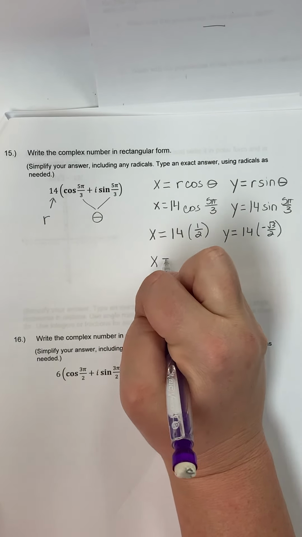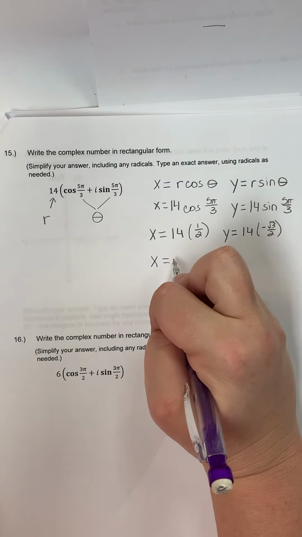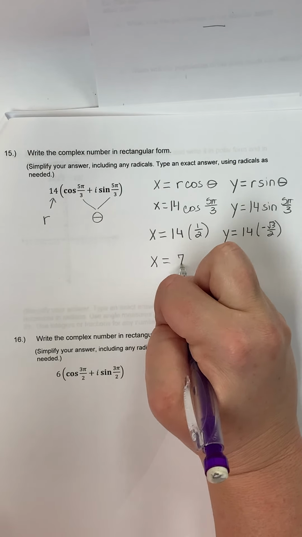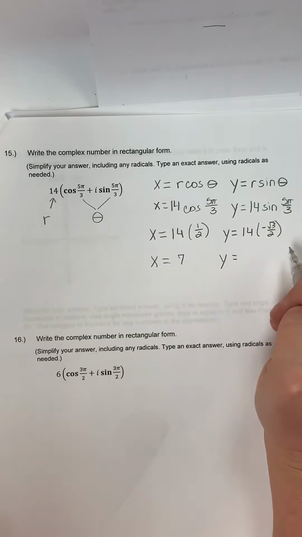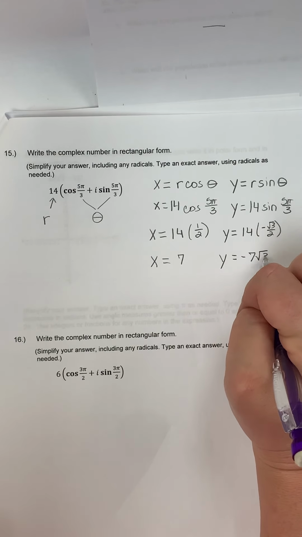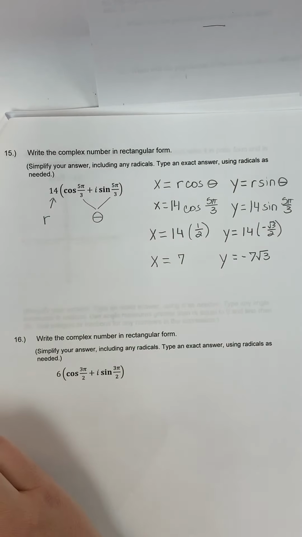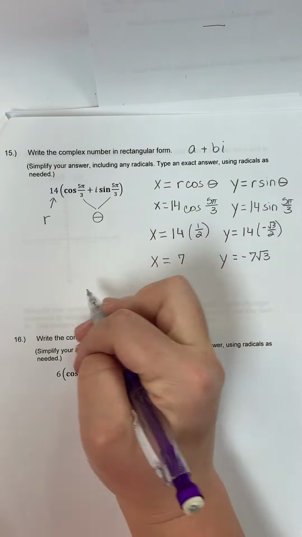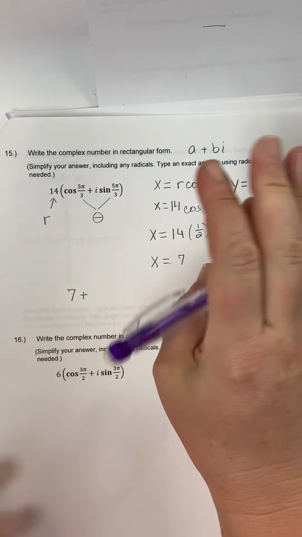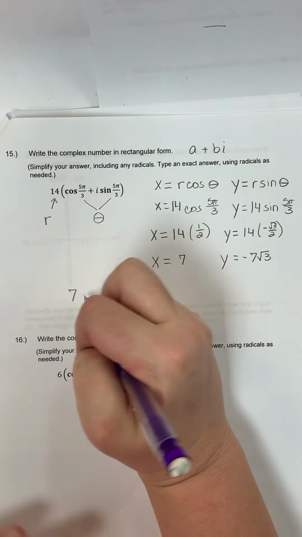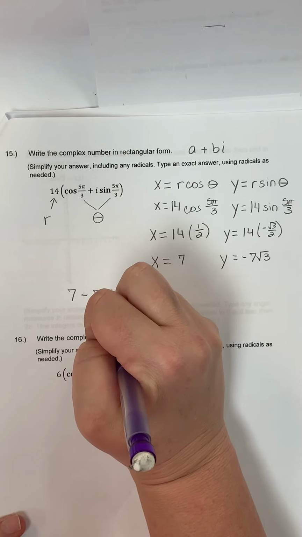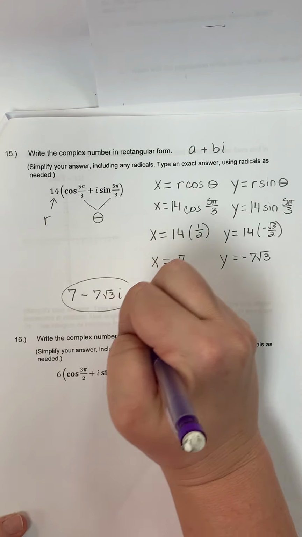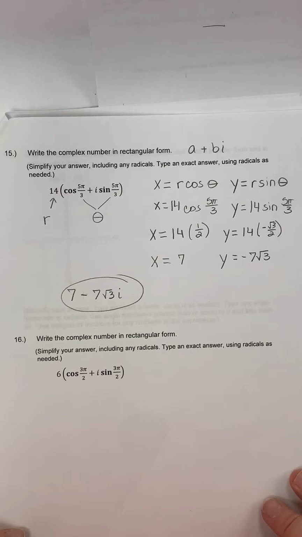Okay, here we go. So we're going to have 7 for x. Y is going to be negative 7 root of 3. When we write that in rectangular form for a complex number, which remember is like a plus bi, we get 7 minus 7 root of 3 i. And there we go.